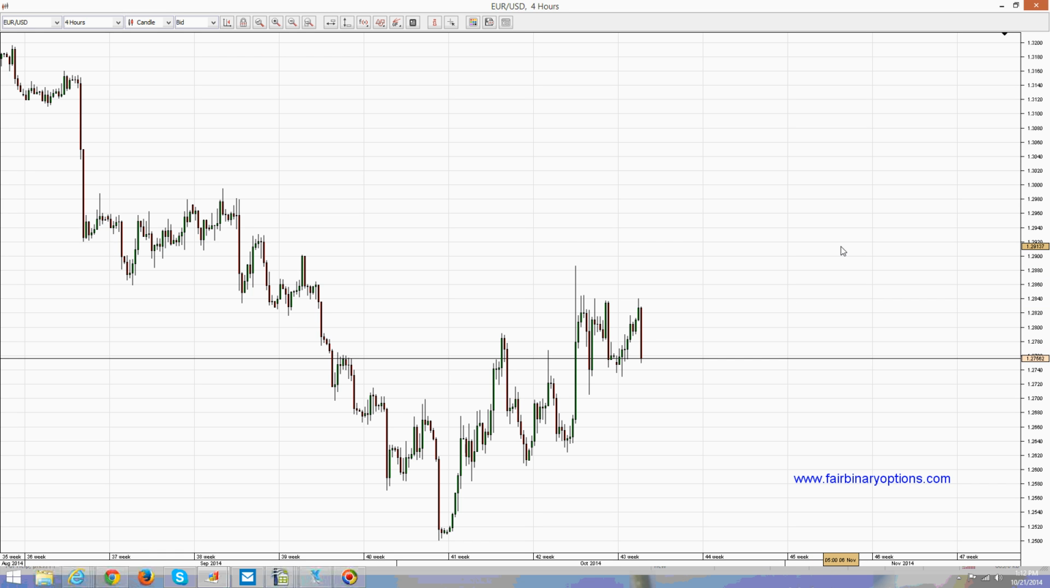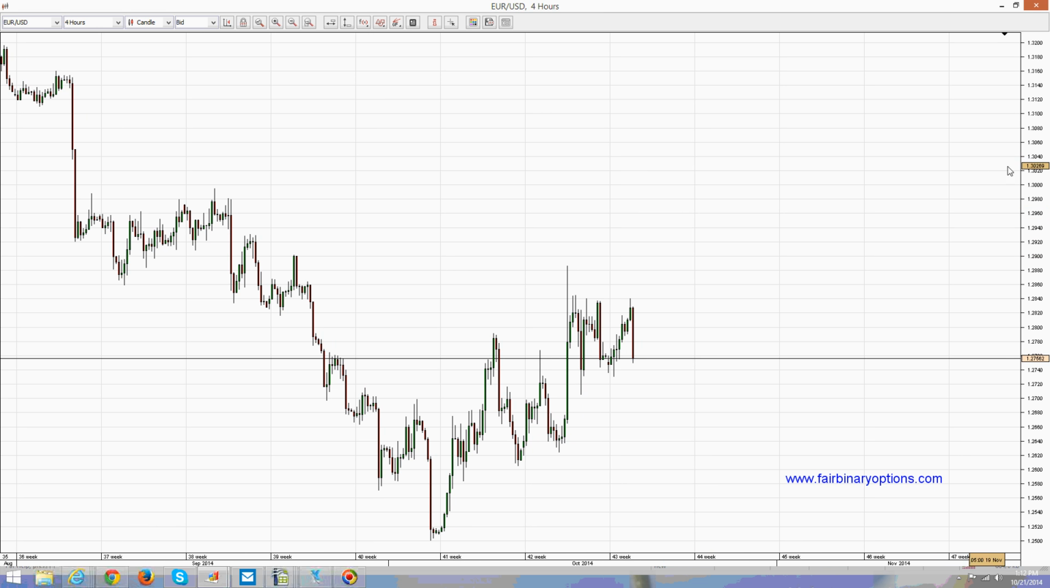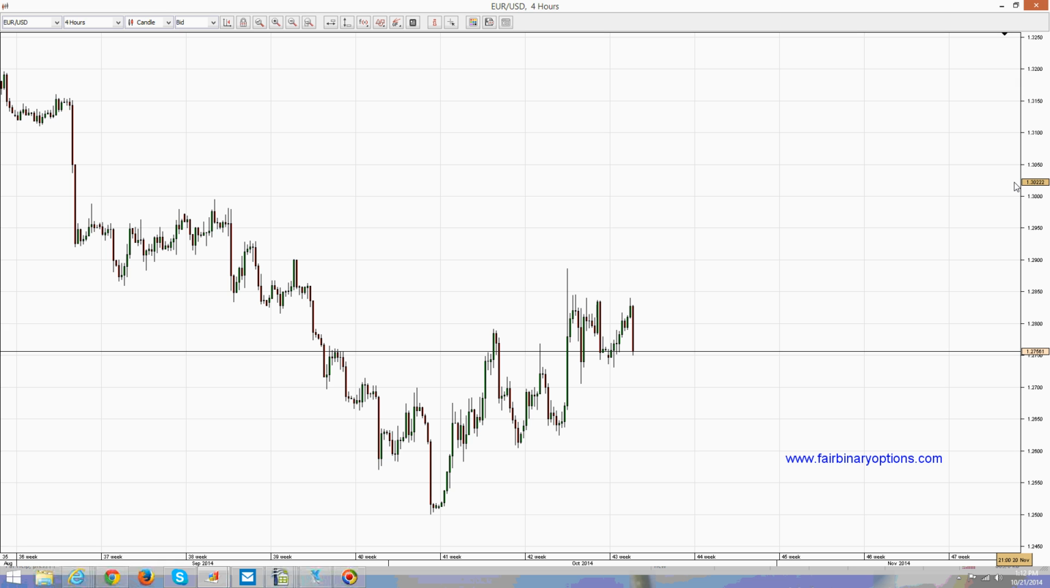FedBinaryOptions.com. We're looking at the Euro US dollar in a day in which it is being aggressively sold. Aggressively, I'm talking about the last candle, if you want, on this 4-hour chart. And the reason for that is the fact that the ECB started to buy the bonds, let's say sovereign bonds, out of Italy and Spain. At least that was the reason that the market gave.